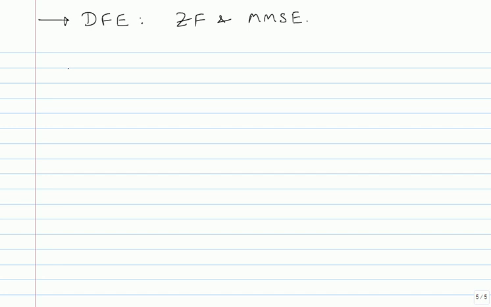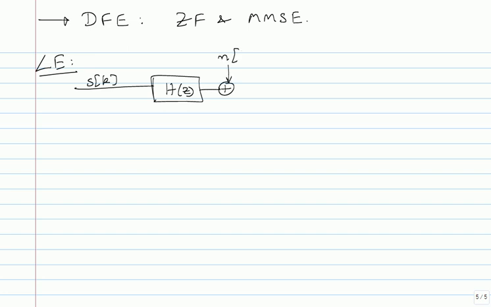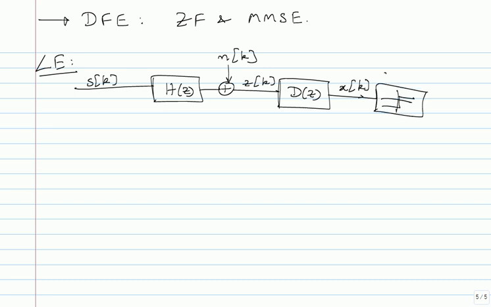Okay, so let's look once again at what the linear equalizer was doing. The linear equalizer is taking SK. This is the same model as before, H of Z. You got ZK. We did some D of Z, XK, and it went directly to the slicer, right? To produce S hat K. This was the linear equalizer. And the linear equalizer does not really process or attempt to process the signal separately by using the output of the slicer. The philosophy of DFE is you want to use the output of the slicer and try to process the signal separately. So that's the whole philosophy of the DFE.